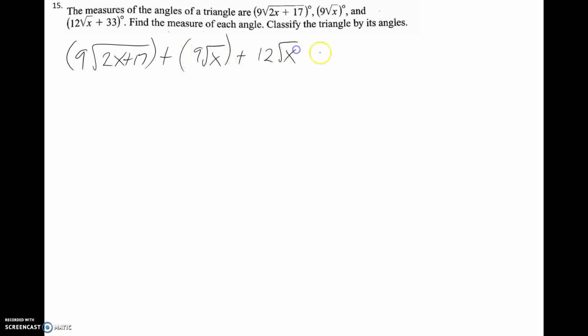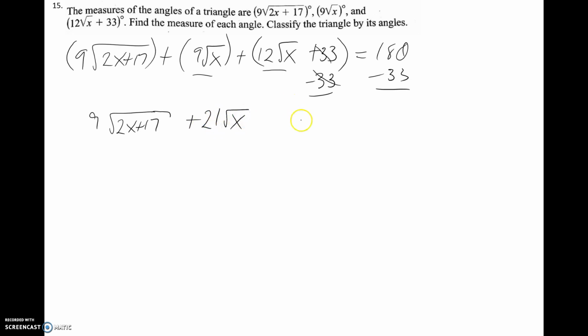So for this thing, we know that it is a triangle. So that means that the sum of the interior angles, which they give you there, has to add up to be 180 degrees. So I'm going to go ahead and write those things up. So I have 9 times the square root of 2x plus 17. That's one angle, plus another one would be 9 square root x, plus the third angle, which is 12 square root x, and then plus 33. We know all that equals 180, okay, or adds up to 180.